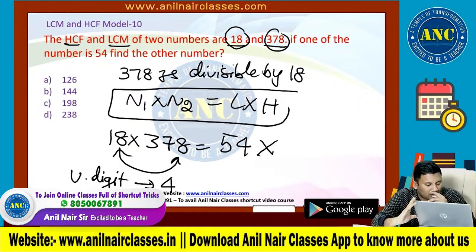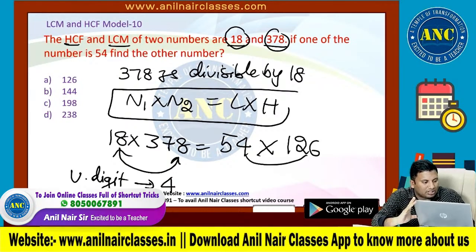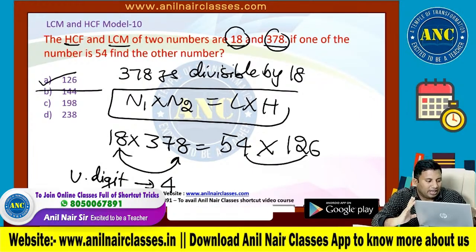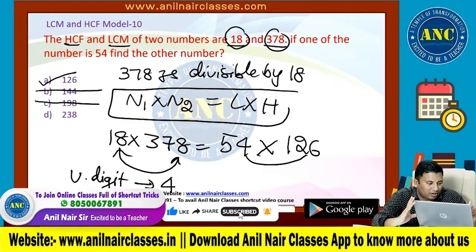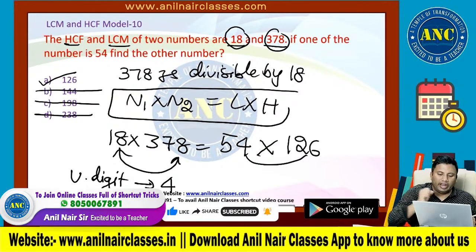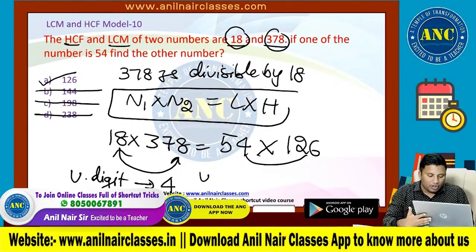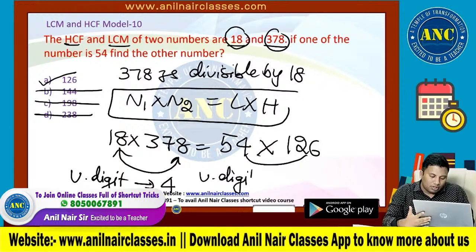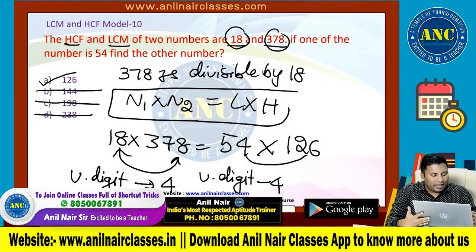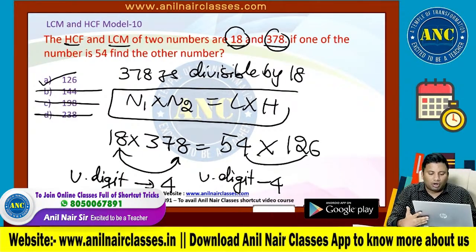4 6s are 24. 54 into 126. 4 6s are 24, 4 4s are 16. 8 4s are 32, which is not required. The unit digit should be 4. 8 8s are 64, and 4 into 6 is 24. The other options you don't need.